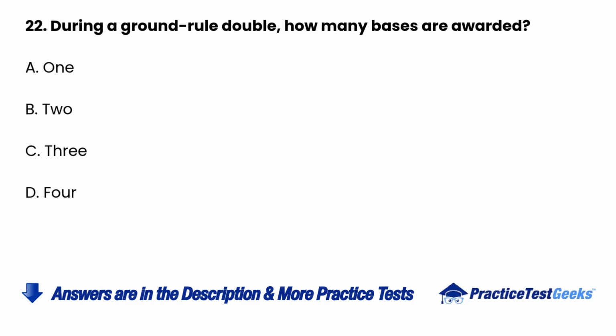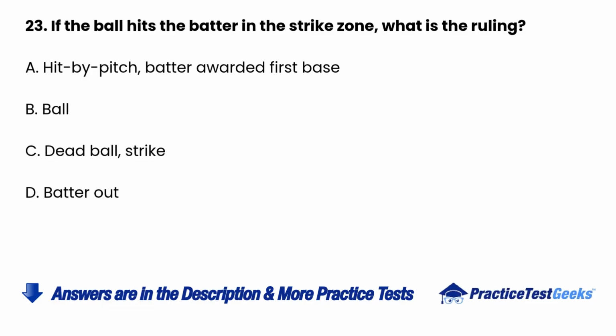22. During a ground rule double, how many bases are awarded? A. 1. B. 2. C. 3. D. 4.